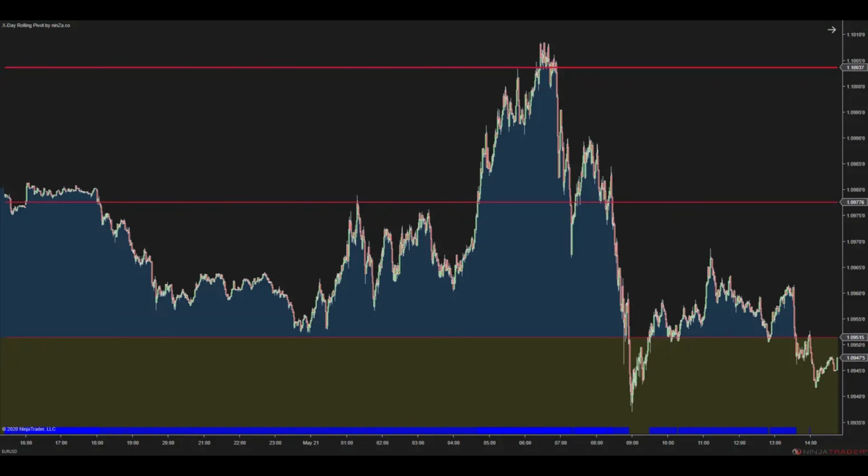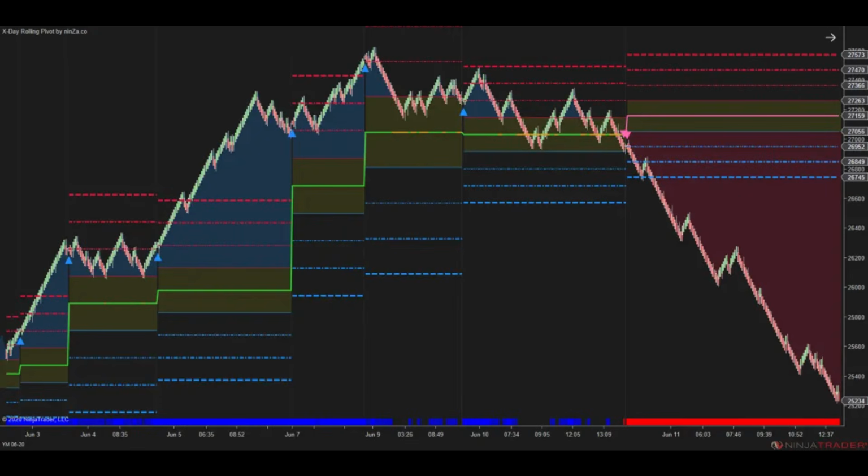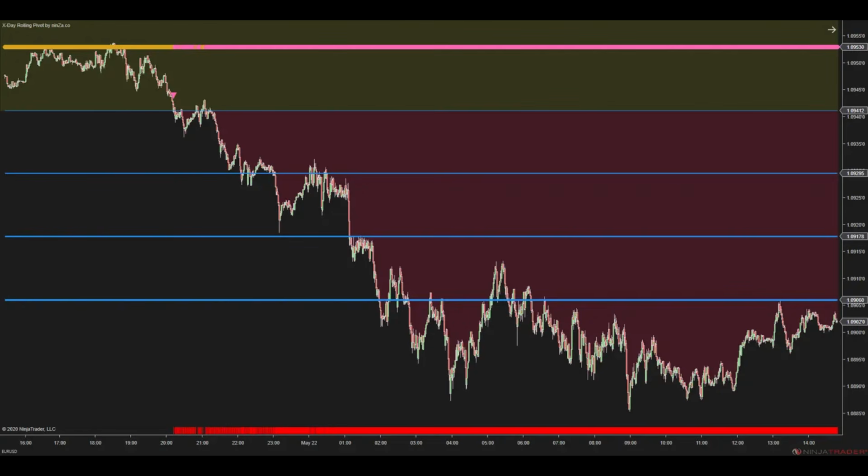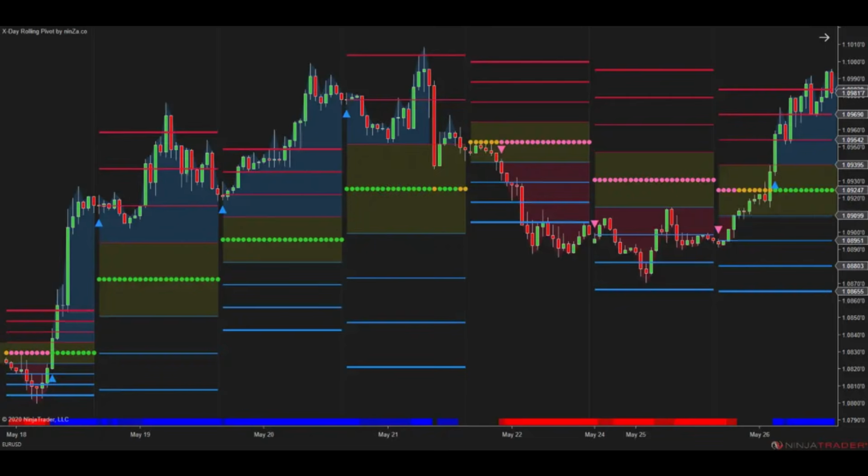S1 and R1 act as Fisher's rolling pivot low and high, and the zone between them is shaded yellow to mark a choppy, no bias area where trading is discouraged. You should trade only when price breaks out of this zone. Above R1, bullish phase, look for longs. Below S1, bearish phase, look for shorts.